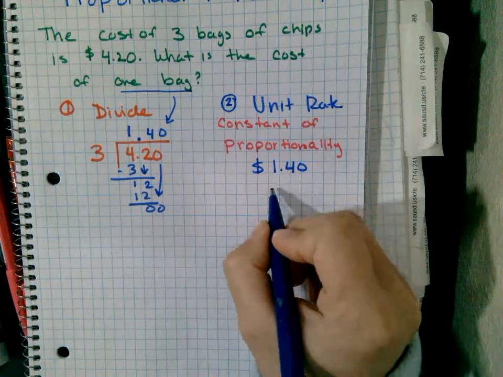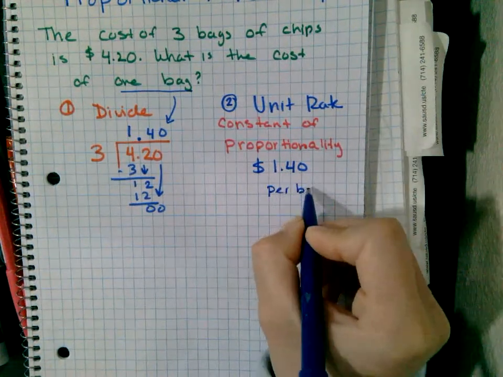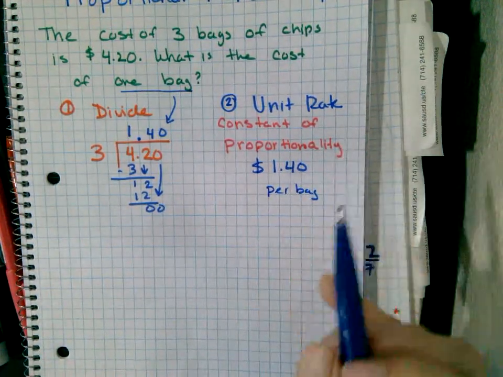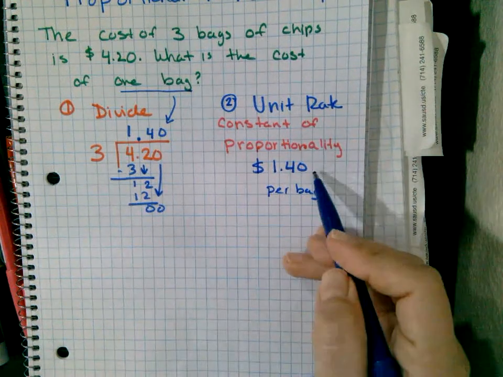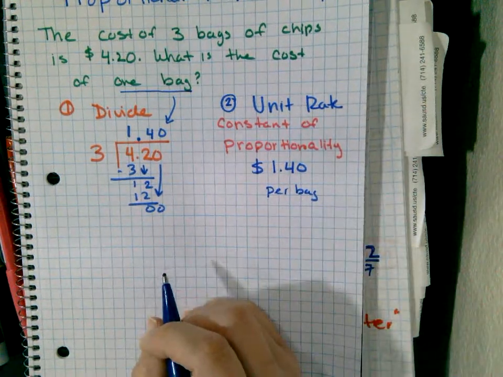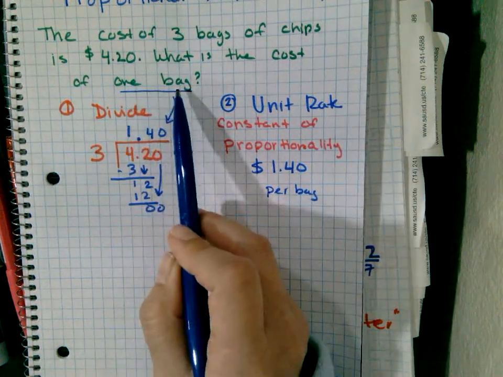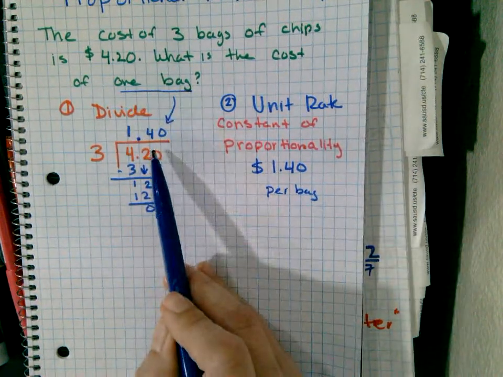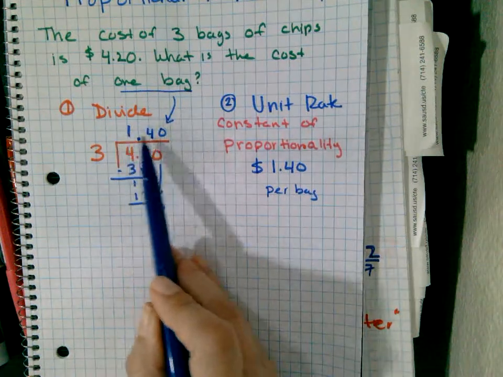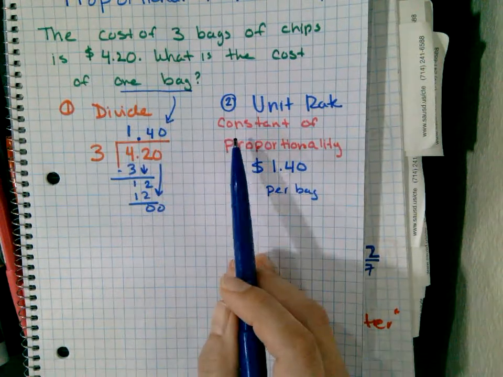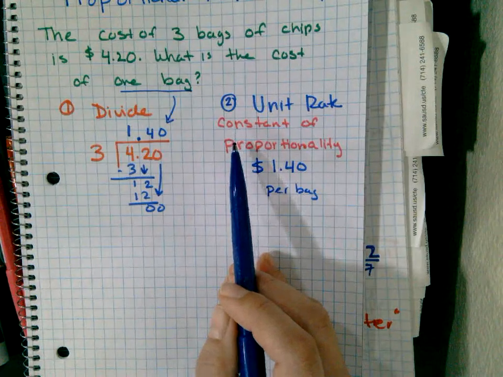Okay, so the unit rate, the constant of proportionality is $1.40. We can say per bag. So you're going to charge me $1.40 per bag. Okay, so that's what we're solving for. We're solving for 1 bag. How do we solve for it? We divide. And when we get our answer, whatever our answer is, it's called the constant of proportionality.